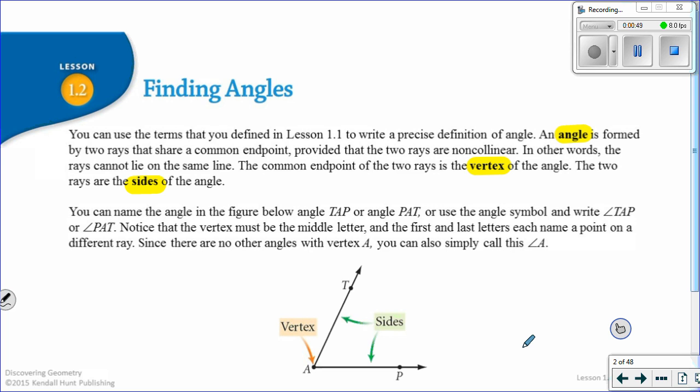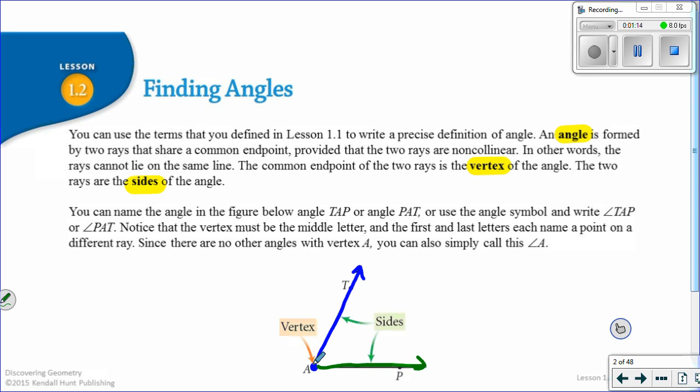So first we have an angle. An angle is formed from two rays, and they share a common endpoint. All we mean by ray is that a ray has one endpoint and continues on in one direction. Remember, a line continues on in both directions. A ray continues on in one direction. So we have two rays that have this common endpoint, in this case A. All right, so there's your angle.